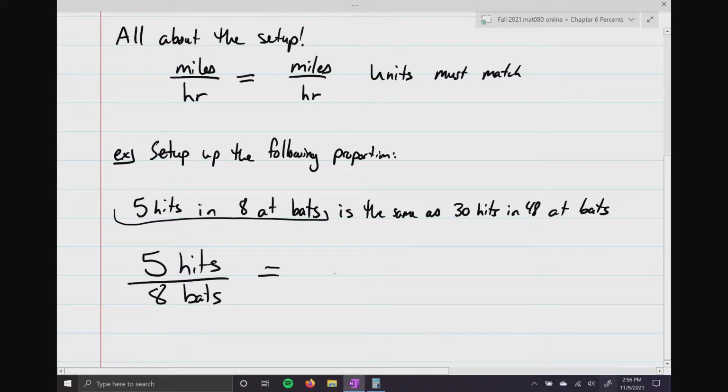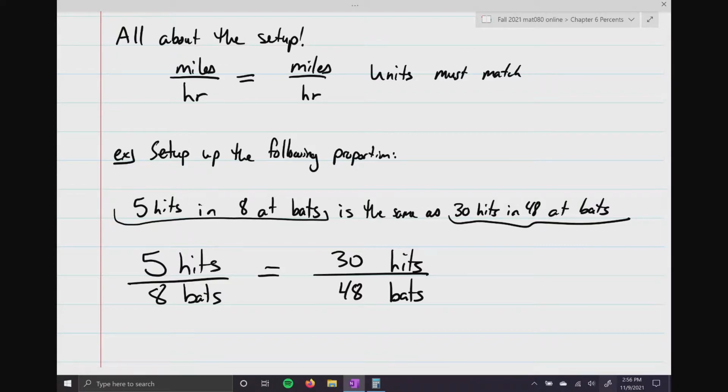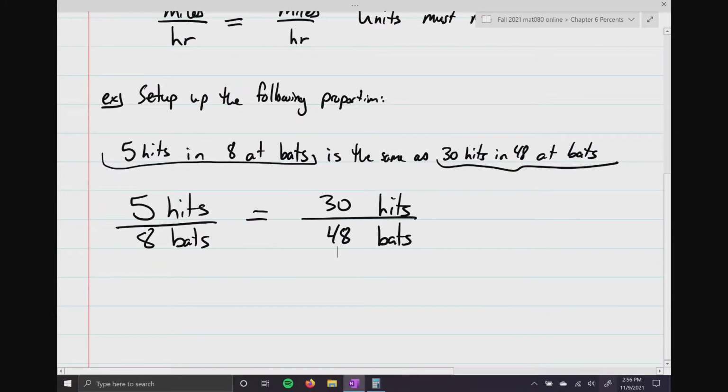That has to equal, remember, the units and the setup is what is crucial here. So this has to be hits and at bats also. And here's our second fraction. So it's going to be 30 hits and 48 at bats. Okay? That's how proportions work. Now, if you want to, you could take this one step further. How do we know these two things are equal to each other?